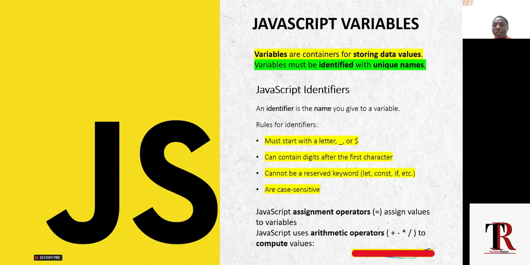And JavaScript also uses arithmetic operators to compute values. Arithmetic operators like plus, minus, division. As we go further in our learning, we will see how JavaScript handles operators so that you can have an idea and understand how all these things work in JavaScript.